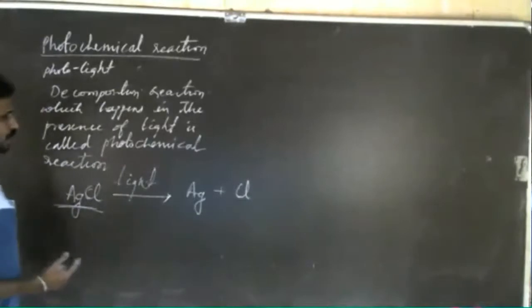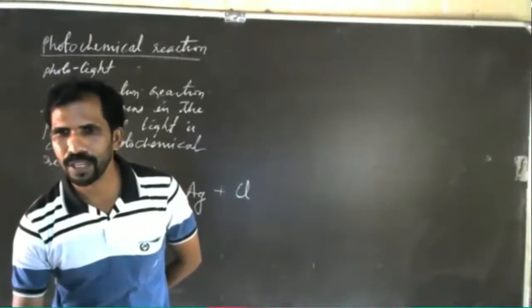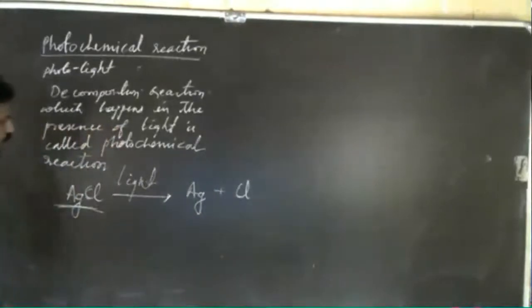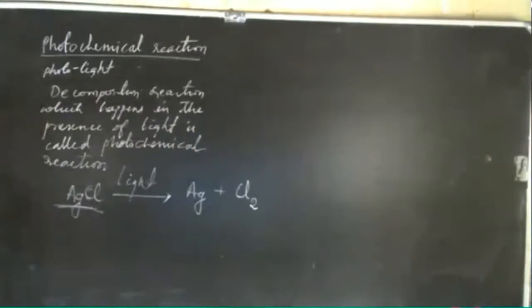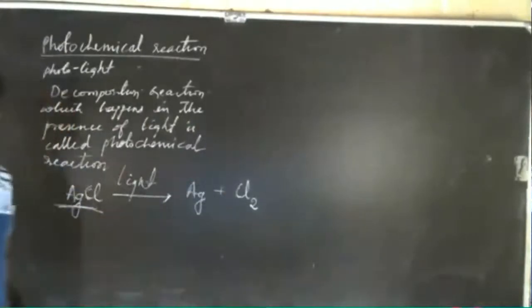So this equation is right? No, it is not right. Some are telling the answer. Shreya says Cl2. Because it's a diatomic molecule, you have to write Cl2. Chlorine gas exhibits its property in a molecular state. That's why chlorine cannot be written as Cl. We have to write Cl2.